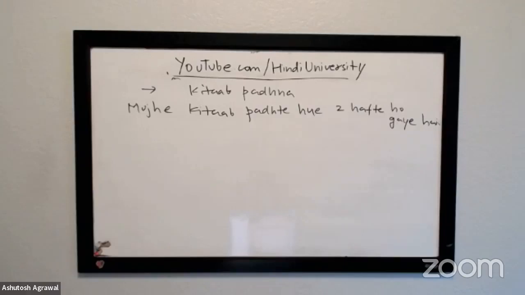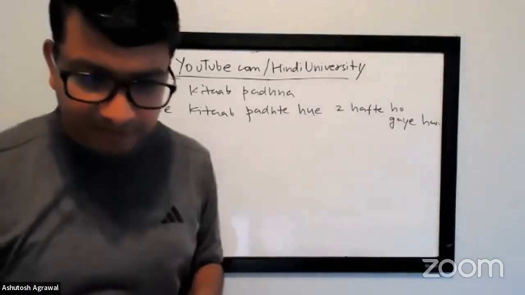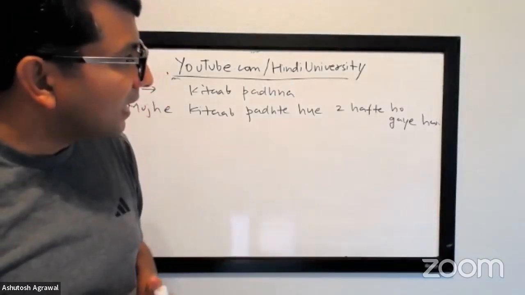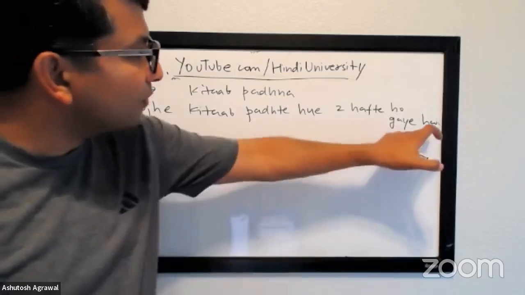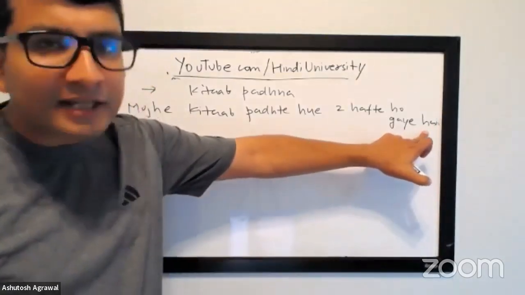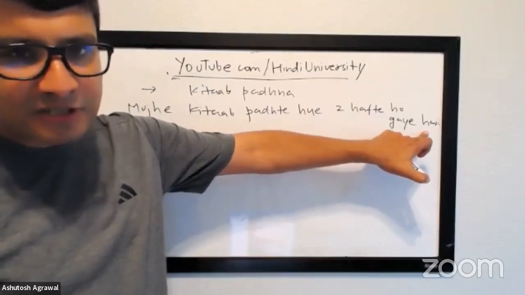Yes, I mean, I have been reading. That's what you're saying. That's right. मुझे किताब पढ़ते पढ़ते 2 हफ्ते हो गए हैं. Yeah, this is correct. But if you take the "hai" away, what does it mean then? Does it still work or doesn't it? If you remove the "hai", मुझे किताब पढ़ते पढ़ते 2 हफ्ते हो गए. Again, grammatically it is correct. There's nothing wrong in that.